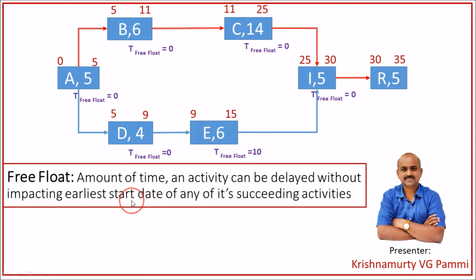The difference between free float and total float is, in free float we are measuring the activity with respect to the early start date of the succeeding activities, whereas in total float, when we consider total float of an activity, we are concerned about the total project end date. That's the difference. The terms free float and total float give you the scheduling flexibility available in the activity network diagram.